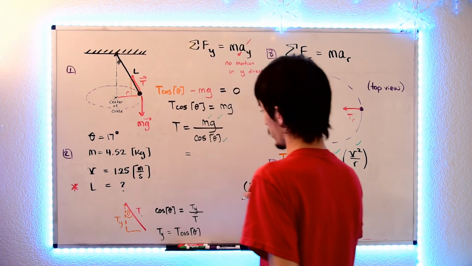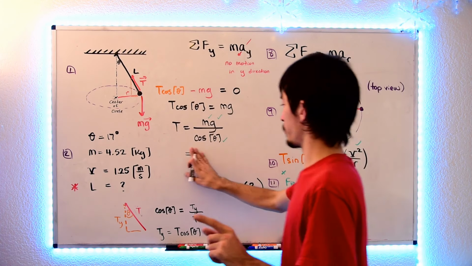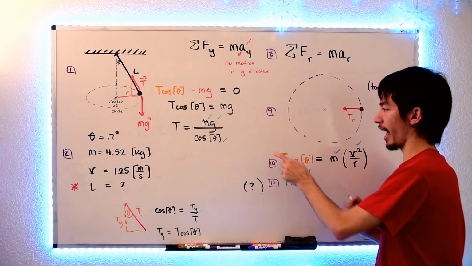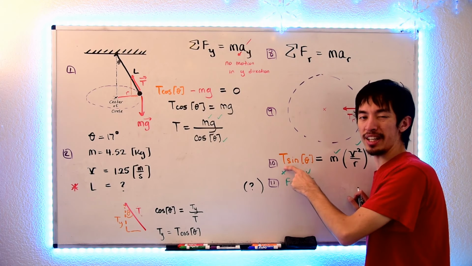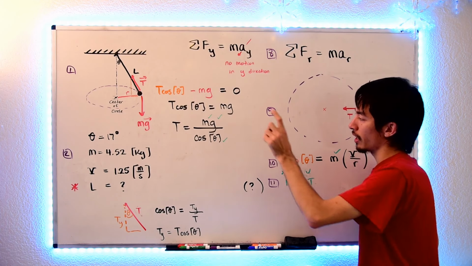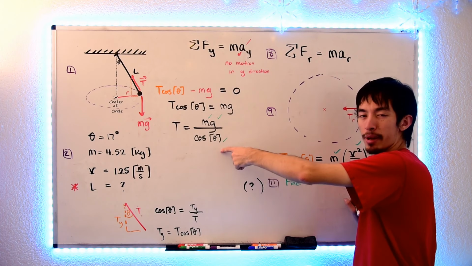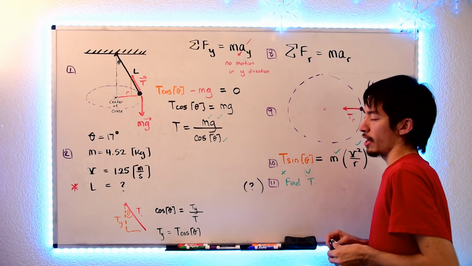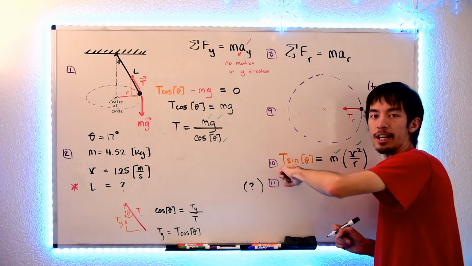Now the benefit to plugging it in as it is, without plugging in any numbers, is that you might be able to see if anything cancels. If you plug in the numbers now, then you won't get that benefit, even though you will get the tension, which they could ask you in the problem. But let's see what happens if we plug in the tension straight into where we needed it over here.